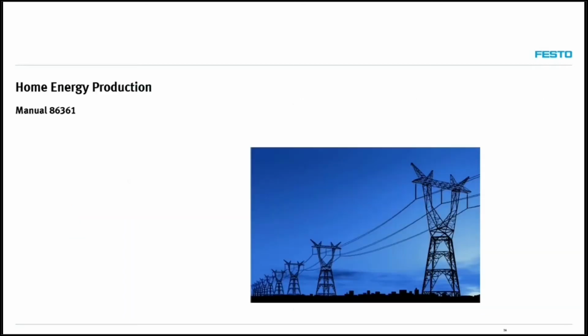So home energy production, this is where everything comes together. So if you remember the course tree that I've shown you initially, now at this point, the students should have covered DC power circuits, AC power circuits, solar power, wind power, and also power electronics.